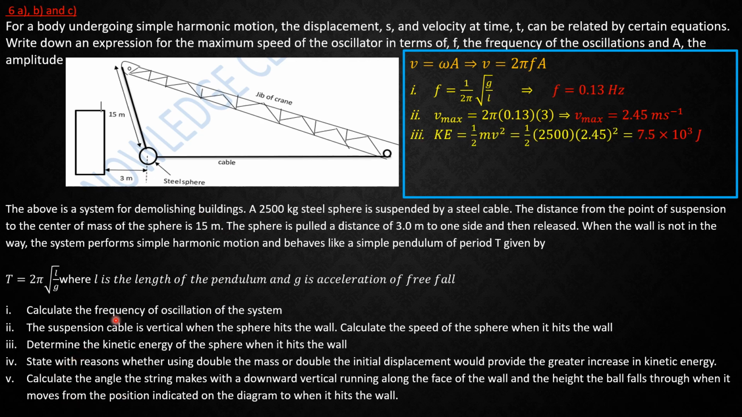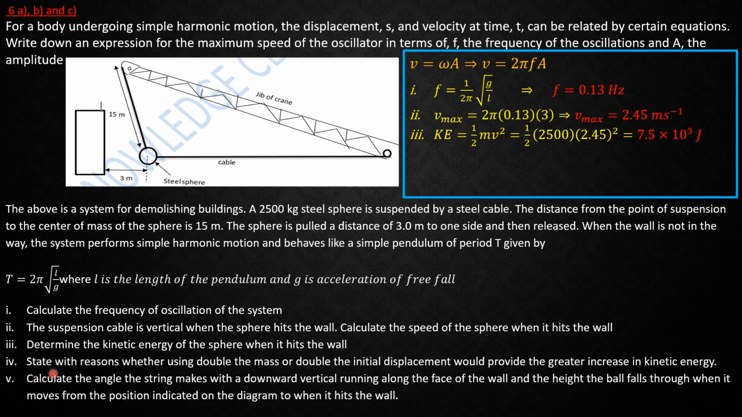Roman 3 says determine the kinetic energy of the sphere when it hits the wall. I've already done that. The kinetic energy when it hits the wall is half mv squared, and v here is the maximum velocity, because the wall aligns with the equilibrium position, and around the equilibrium position the velocity is maximum. The velocity is 2.45, so we put that in. The mass of the bulb is 2,500 kilograms, this is it over here. We plug that in, and we have the kinetic energy to be 7.5 times 10 to the power 3 joules.